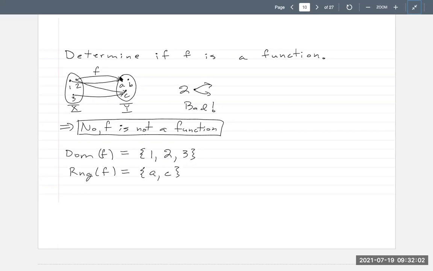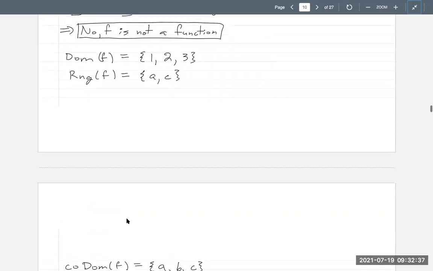Let's figure out the range of my function. So what are these mapped to? If I look here, A is mapped from something, and so it has an arrow going to it. C is also mapped from something. And so A and C are in my range. But B here is not in the range because nothing is mapped to B. And so the range of my function is just A, C.